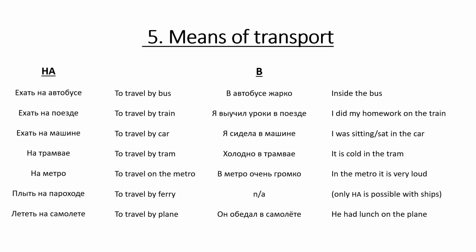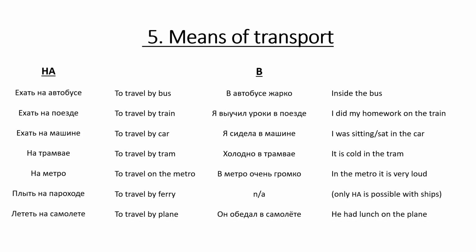Холодно в трамвае. It is cold in the tram. В метро очень громко. It is very loud in the metro. Oh, sorry, in the tube or in the underground. And then with плыть на пароходе, which means to travel by ferry, on ships and boats, на is always used, even if it's in the ship or the boat. You don't use в, you just use на.